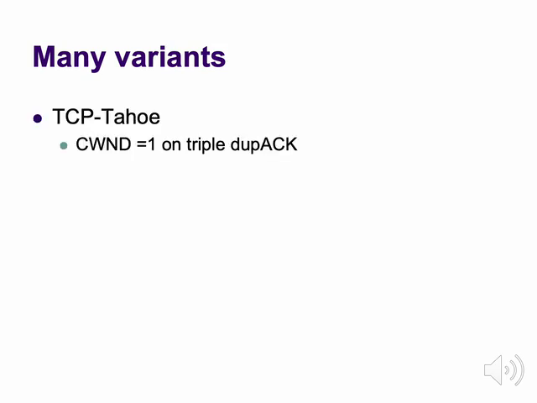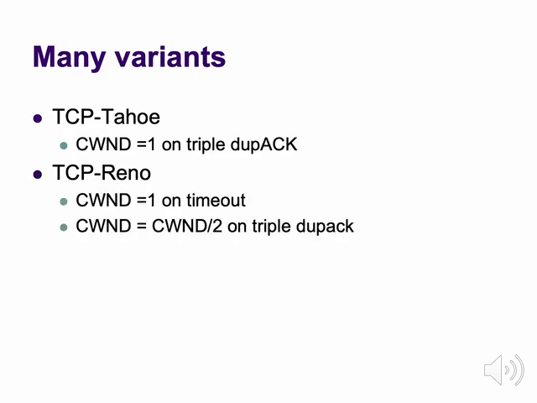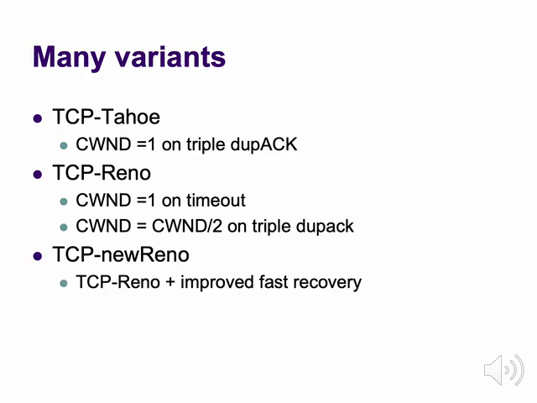Just to give you an example, TCP Tahoe is a variant on TCP that's a very old one, where even when you got 3 duplicate ACKs, it would set the congestion window to 1. So highly conservative. It would just fall back to slow start every time you got a loss. TCP Reno does pretty much what we described today. It has a congestion window of 1 on timeout and cuts its congestion window in half on 3 dupacks, just like we do. TCP New Reno does everything TCP Reno did, but it adds fast recovery, which we just discussed.